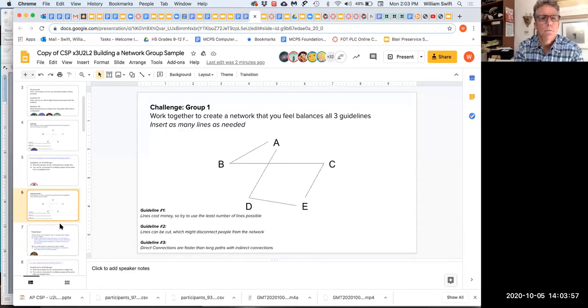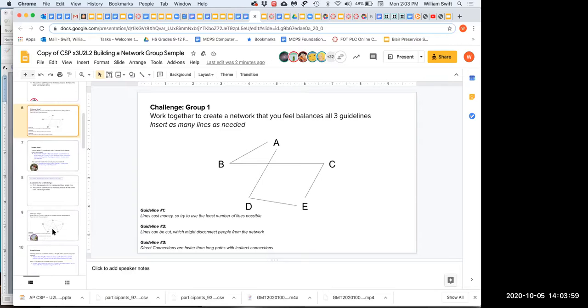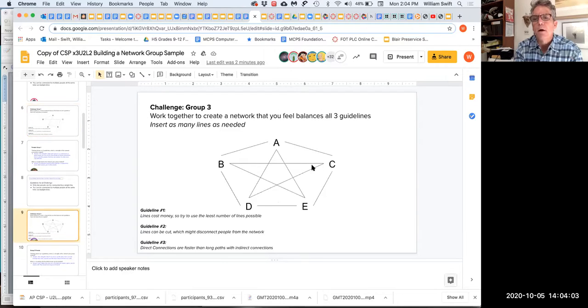Okay, guys. Oh, look, this is without any of our parameters, without guidelines 1, 2, or 3, this is the best way. You've got the most straight lines between everyone, but it's expensive. You've got all these extra lines and all the lines cost money. So you have what, 5 extra lines.